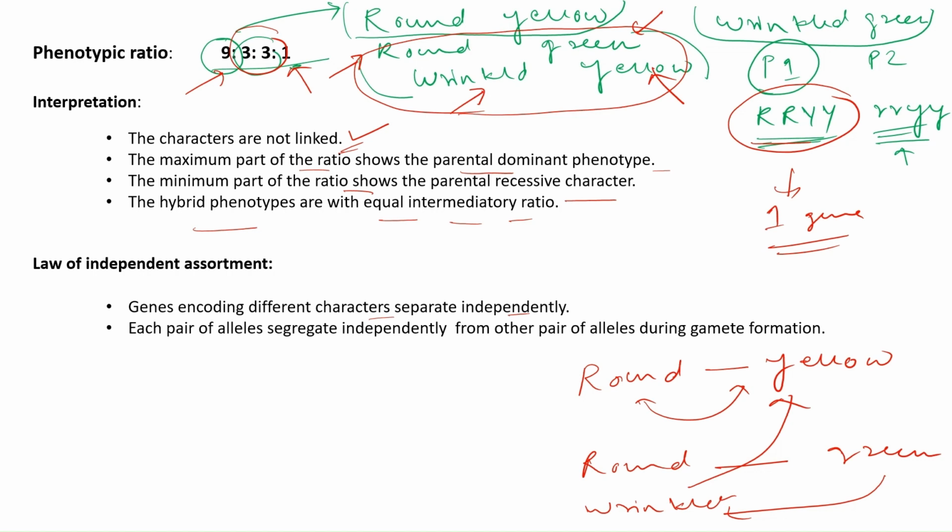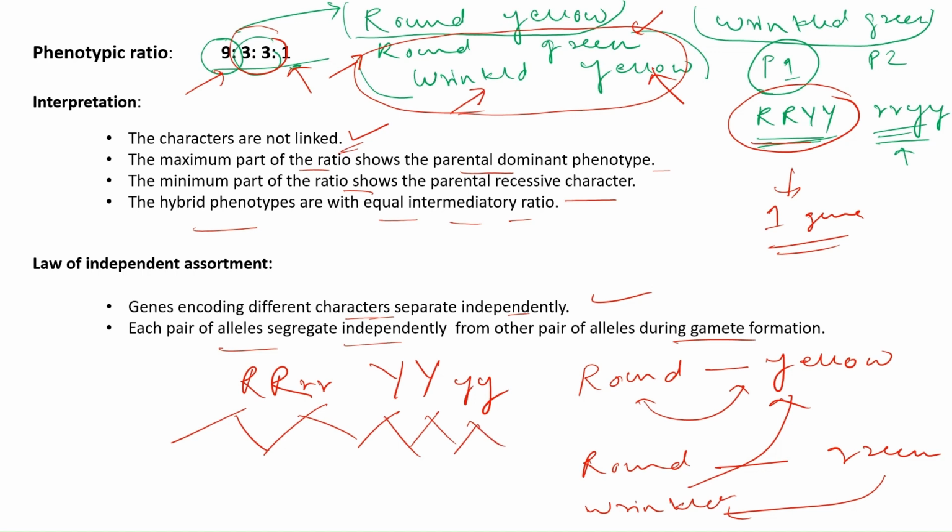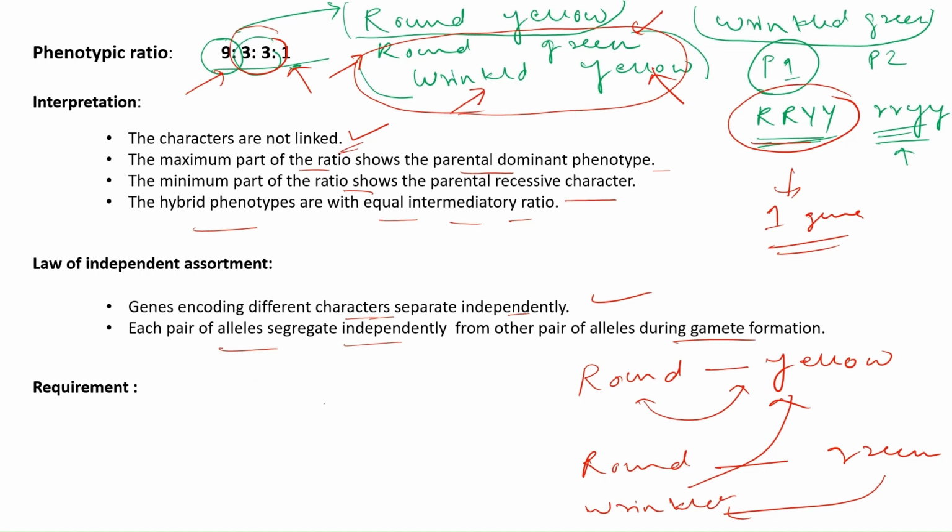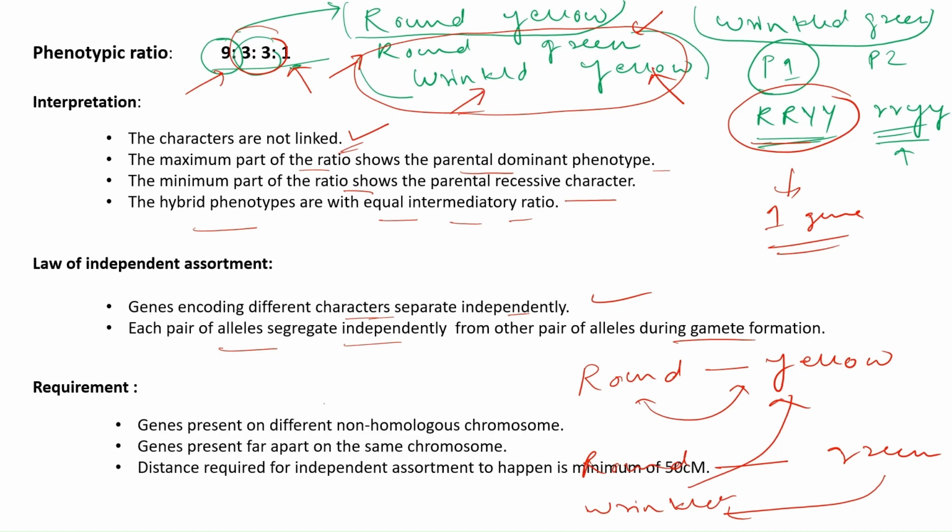So that means the law of independent assortment tells us that the genes encoding different characters separate independently. Each pair of alleles segregates independently from other pairs of alleles during gamete formation. In case of round, in case of yellow, here wrinkled, here green, they are segregating independently. They are not connected with each other. Now, what is the requirement for the law of independent assortment then?